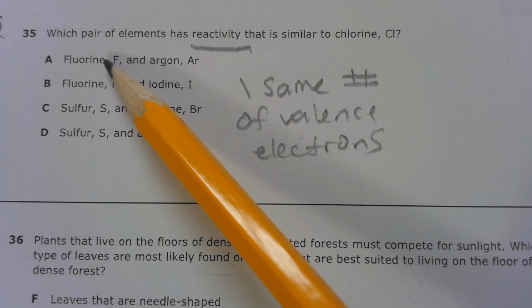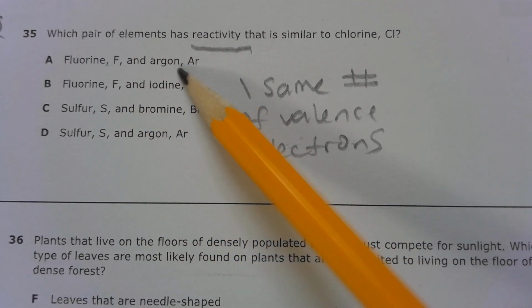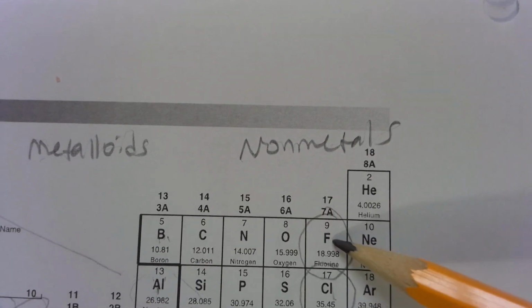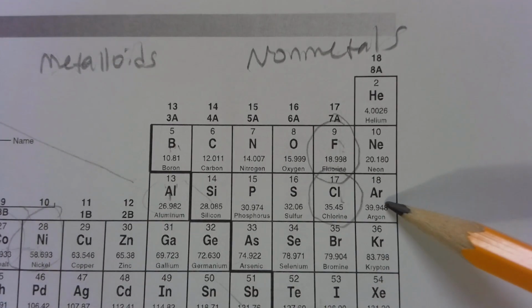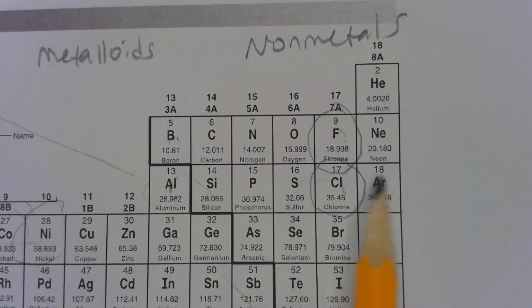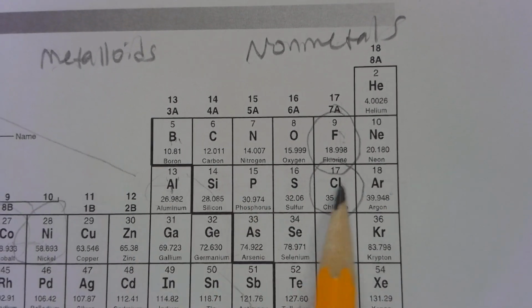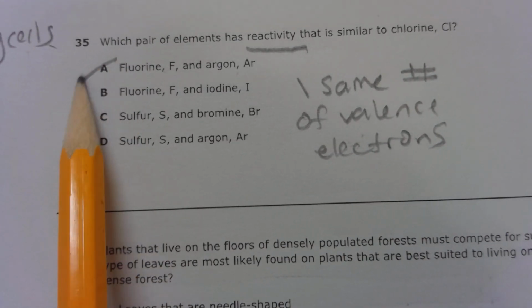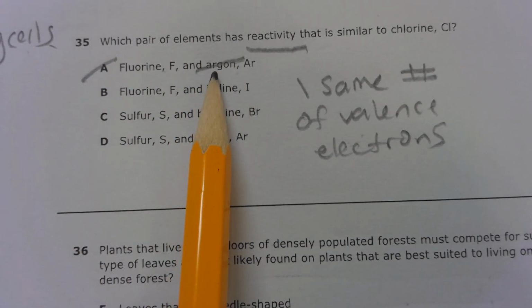So that would be fluorine and argon. So there's fluorine, that works. But then argon is not in the same column. It's in the same row. So it has the same number of rings, but it does not have the same number of valence electrons. So it's not going to be fluorine and argon because argon would not react the same.